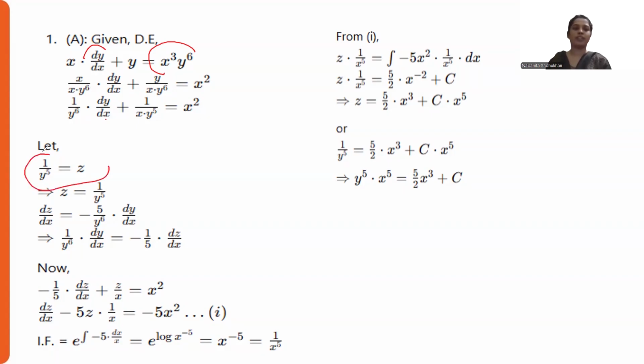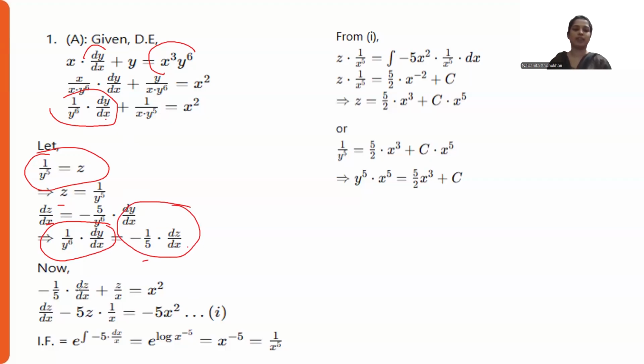Now we are considering 1/y⁵ to be our z. So since z is 1/y⁵, we have dz/dx = -5/y⁶ dy/dx. So we have (1/y⁶) dy/dx = -1/5 dz/dx. Now here, since we are having (1/y⁶) dy/dx, we are going to substitute the value of it here, which is -1/5 dz/dx.